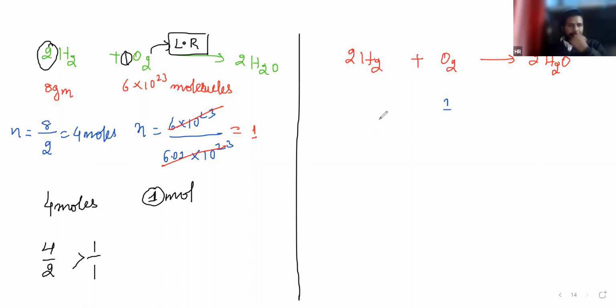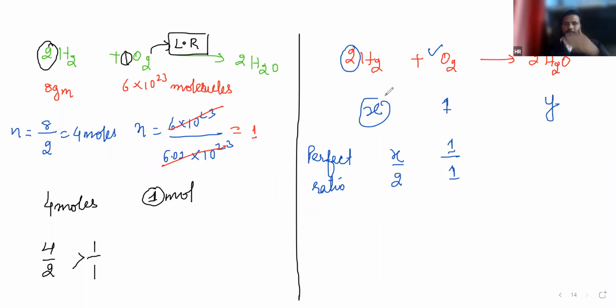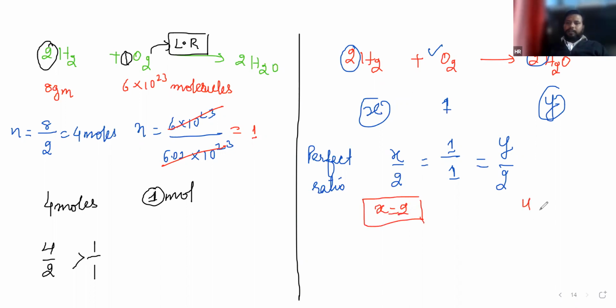Now we don't know from the excess how many moles reacted, so I am taking it as X moles, and how many moles of H2O formed, I am taking as Y moles. Now writing the perfect ratio: 1 here, X upon 2 here because its stoichiometric coefficient is 2, and Y upon 2 here because its stoichiometric coefficient is 2. Now you can easily calculate X is equal to 2 and Y is equal to 2.